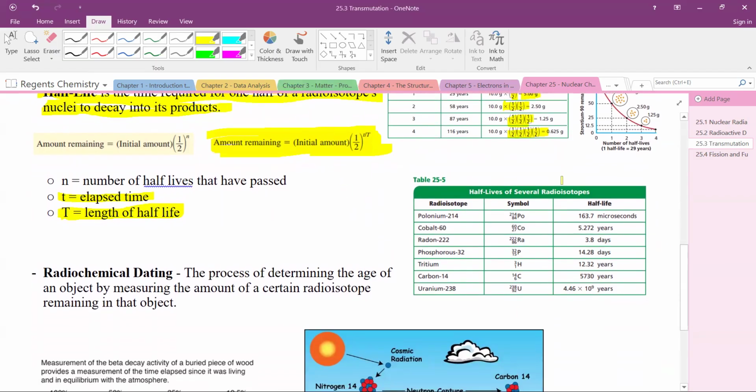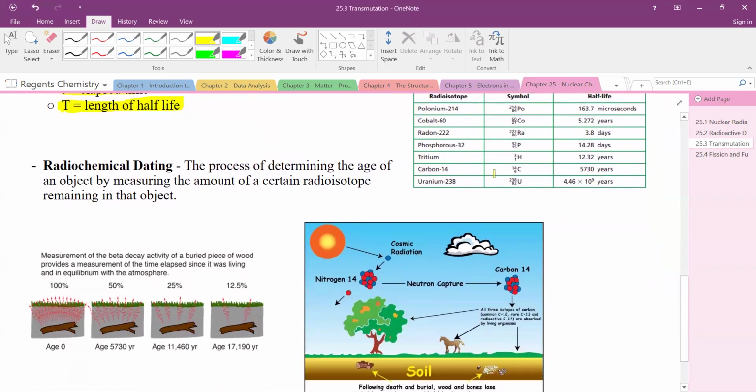Here's a list of some half-lives for some radioisotopes. You can see uranium-238 has that 4.5 billion years, and then something like polonium-214 is only 163.7 microseconds. So it's a very, very small window of time. Radon-222 is only 3.8 days. And then tritium is 12.32 years. Tritium is a byproduct of nuclear explosions.